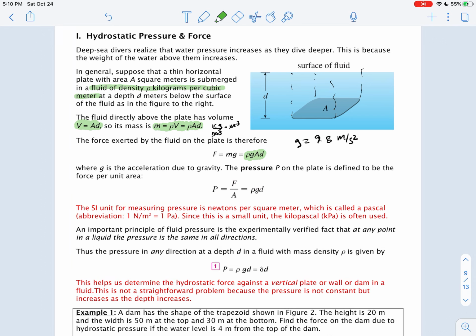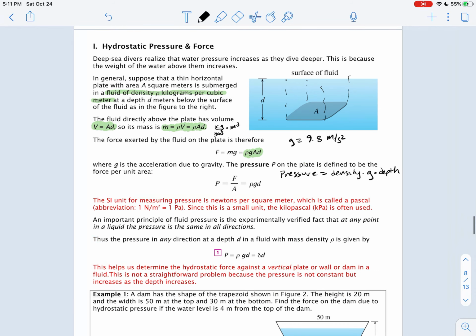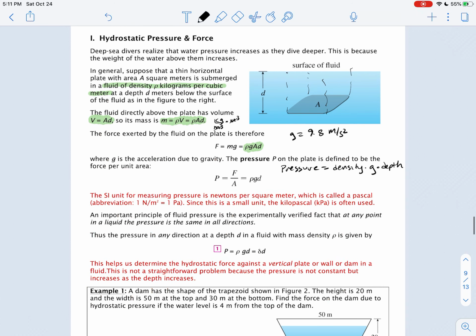And we're just going to define the pressure on that plate to be force per unit area. And so we would just take that, divide on both sides of that force equation by A, and we would get that in the metric system, pressure is going to be density times g, which is that 9.8, times the depth of where that object is.